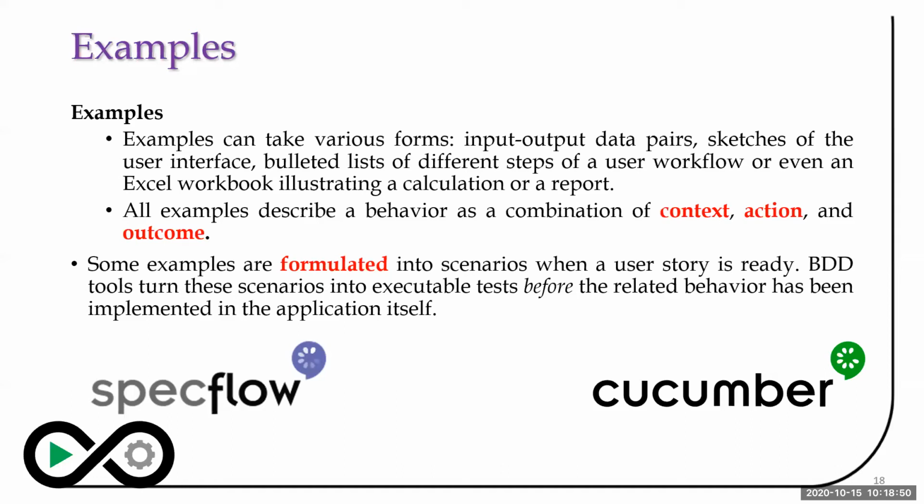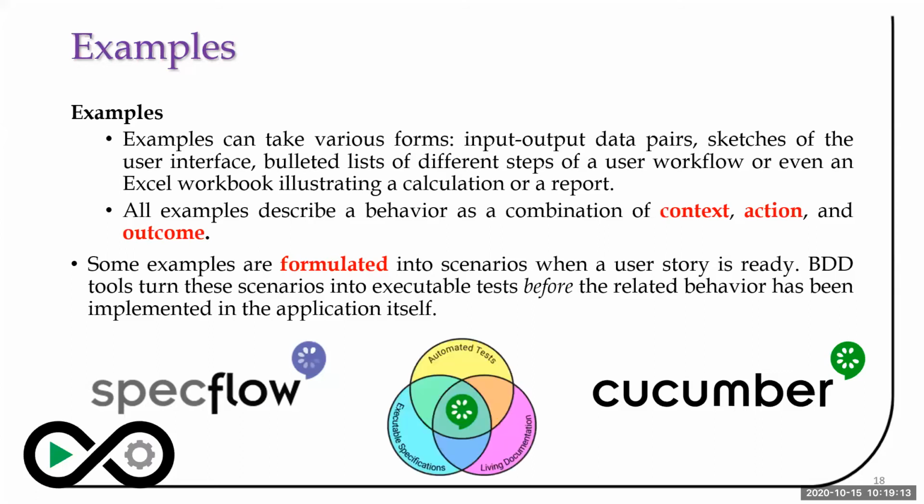So some of those examples are formulated into scenarios when a user's story is ready. BDD tools that are readily available can turn those into tests before the behavior has been implemented. This is our BDD format. We create a failing feature, we implement the code, and that feature then should pass. Two examples that are available are SpecFlow and Cucumber. SpecFlow, of course, is used primarily with .NET, and Cucumber has been implemented in many different formats as well. The whole point of these tools is to exist at that locus of executable specifications, automated tests, and living documentation. So instead of writing it 3 times, you write it once and it represents all 3 of those. So this is just a way to make it easier for you to write those executable specifications.